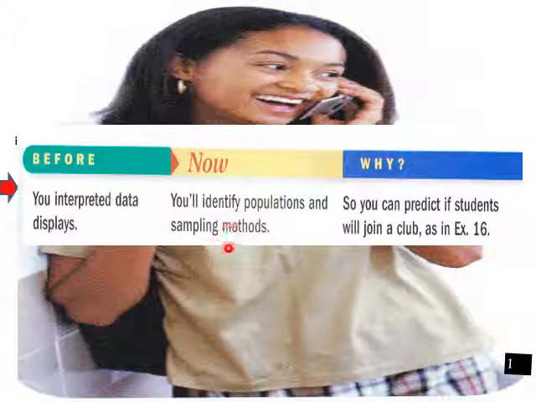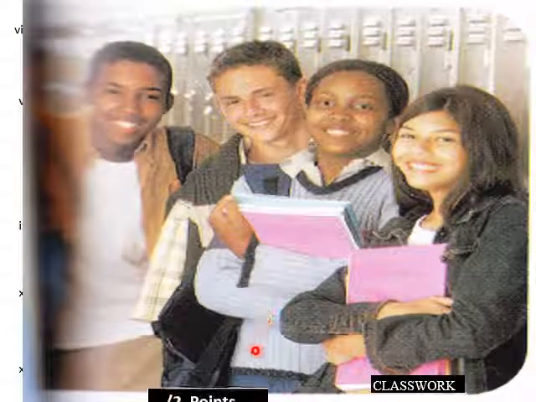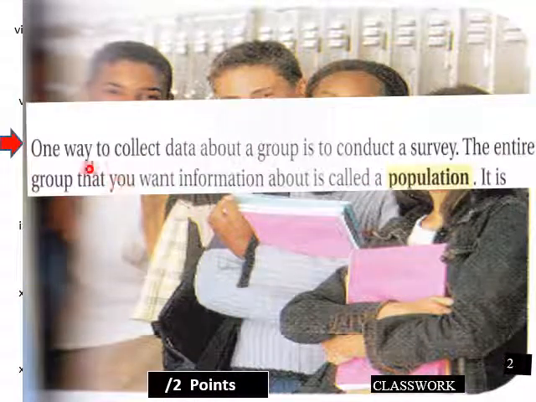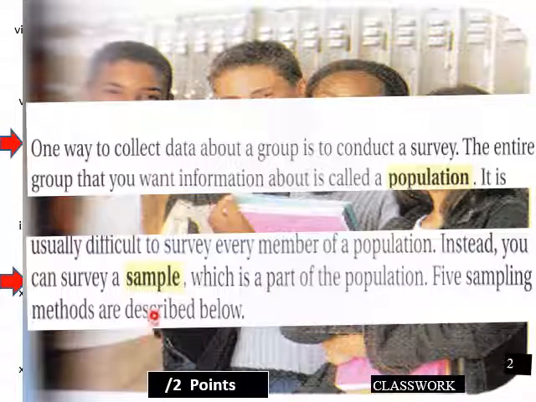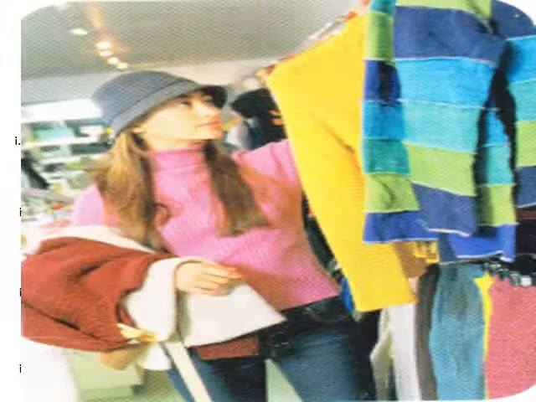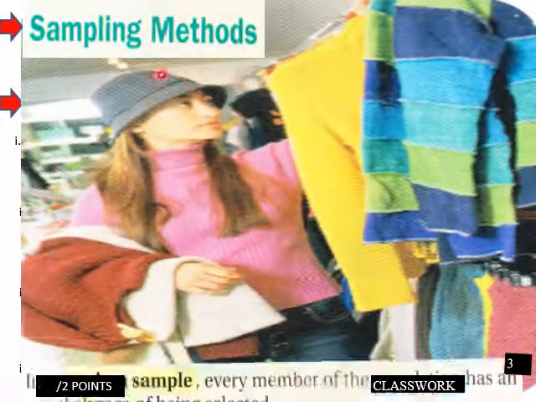You identify populations and sampling methods. So one way to collect data about a group is to conduct a survey. The entire group that you want information about is called the population. It is difficult to survey every member. Instead, you can survey a sample, which is part of the population. Okay, so sampling methods here.